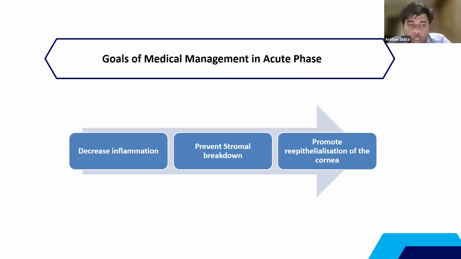So, what are the goals of medical management in acute phase? There are three primary goals. First and foremost is to decrease inflammation in the eye. Second is to prevent stromal breakdown. And third is to promote re-epithelialization of the cornea.